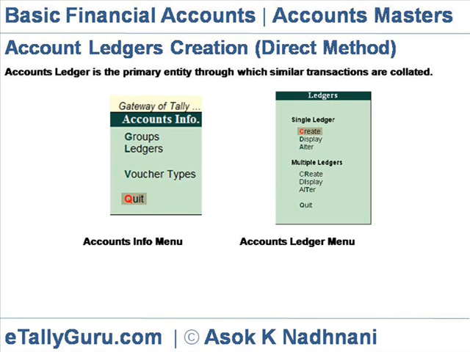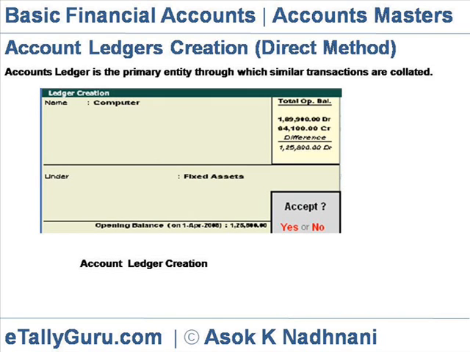At Accounts Ledger menu, select Create under Single Ledger to get Accounts Ledger creation screen. Ledger account name. At name, enter the unique name of the ledger. This name will be displayed and printed in all internal records like ledger, trial balance, etc. and will be available in selection list of ledger.